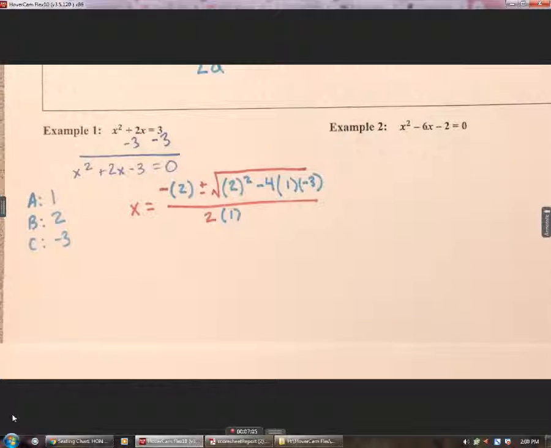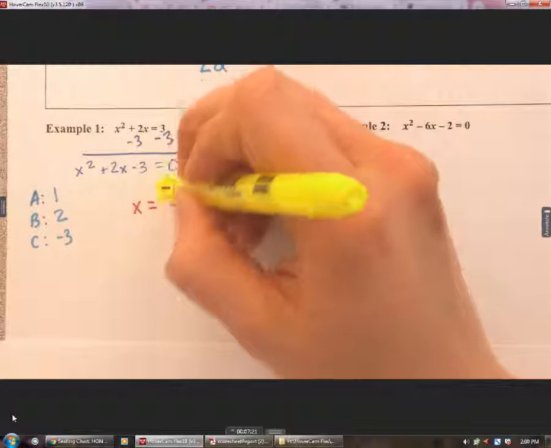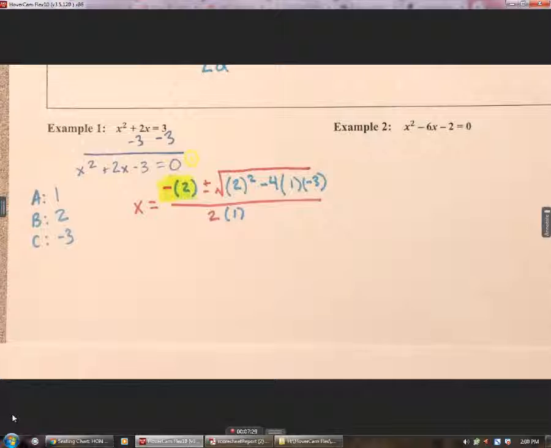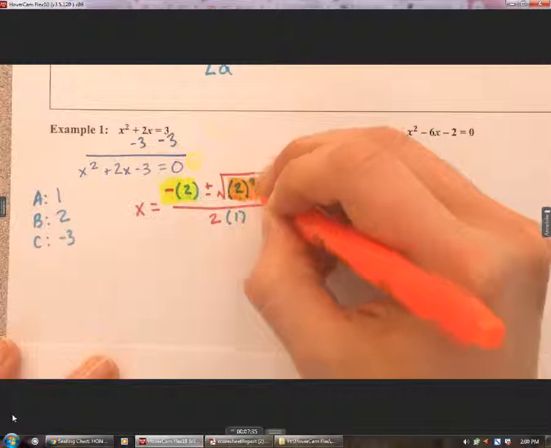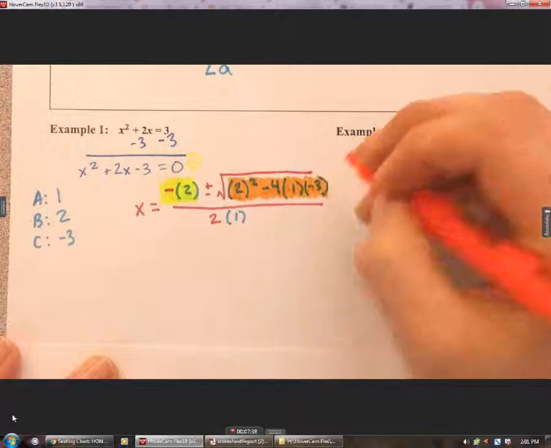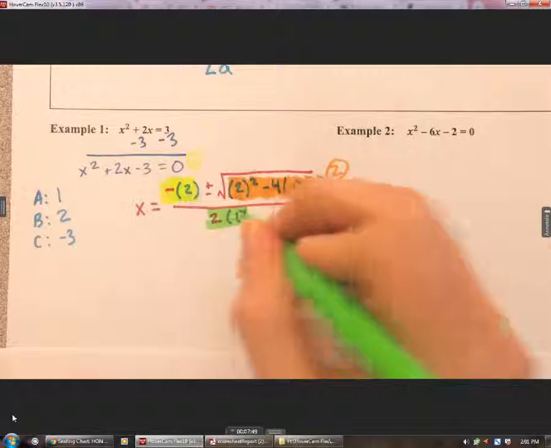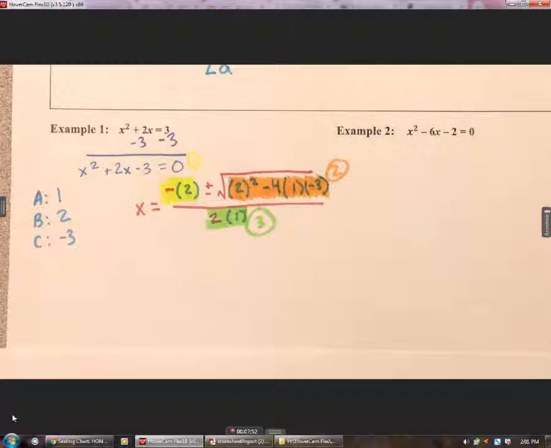Okay, there's 3 pieces to simplify here. The first piece is right here. That's part 1. The second part to simplify is the stuff underneath the square root. I'm not highlighting the square root. That's part 2. And then part 3 is the denominator.